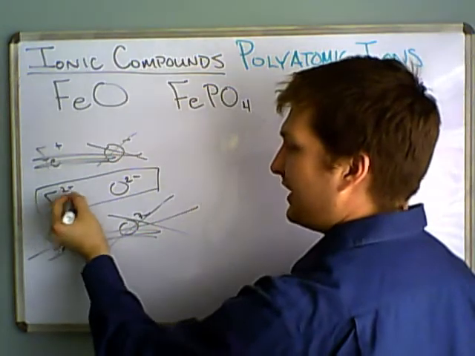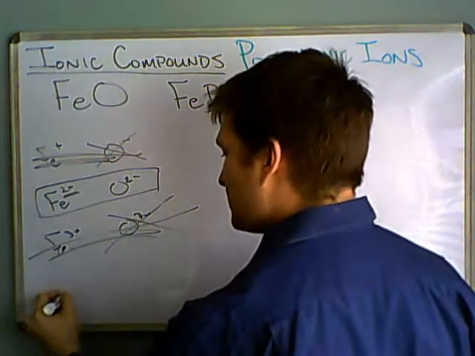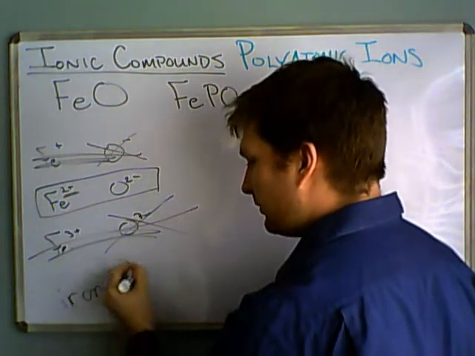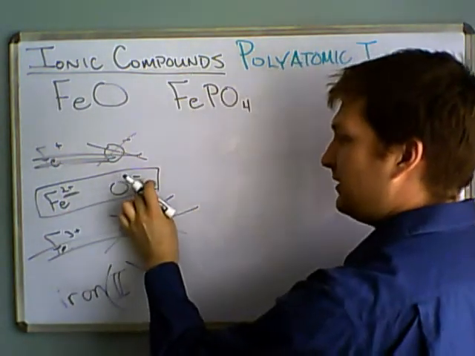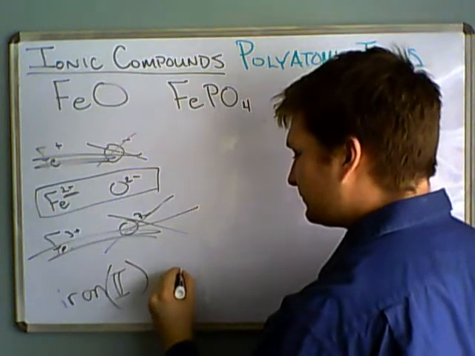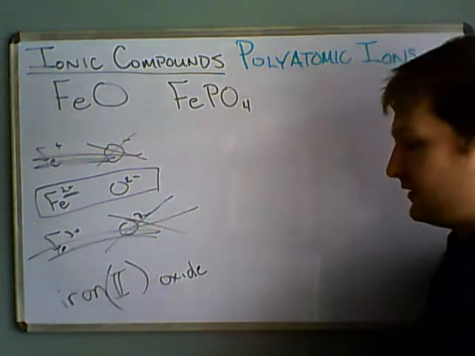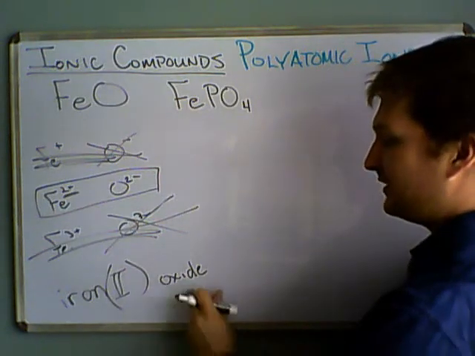So what's the charge on the iron? It's 2 plus, so it's going to be iron 2 in parentheses, and that's oxide because it's a monoatomic ion. So it's ox, you drop the last syllable, and add ide.